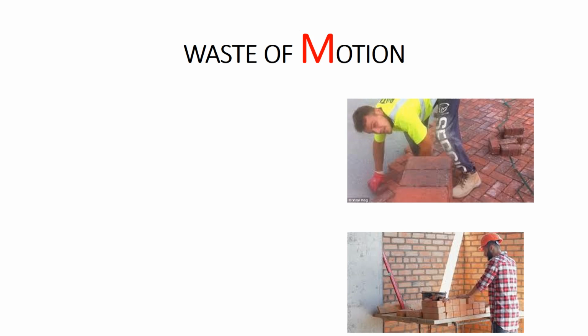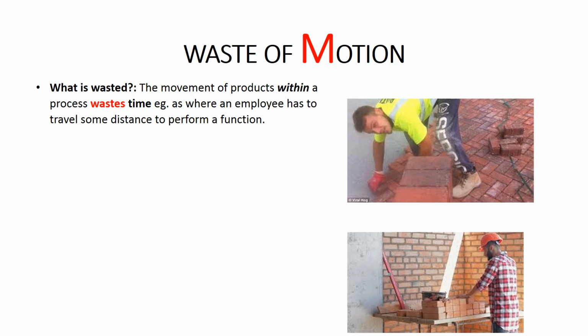The third area of waste identified by TIMWOOD is the waste of motion. You can complete the last 3 columns of the table in your summary books by summarising in those columns the information that I'll put on this slide about the waste of motion. First, what is wasted? Well, motion, that is the movement of products within a process, wastes time. For example, as where an employee has to travel some distance to perform a function.